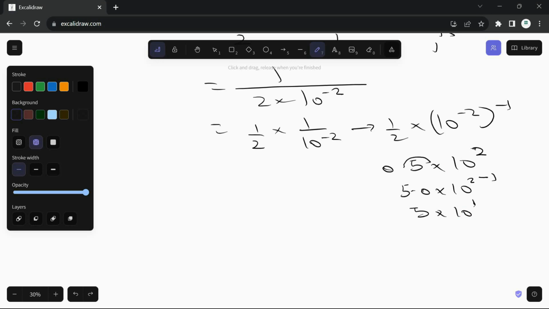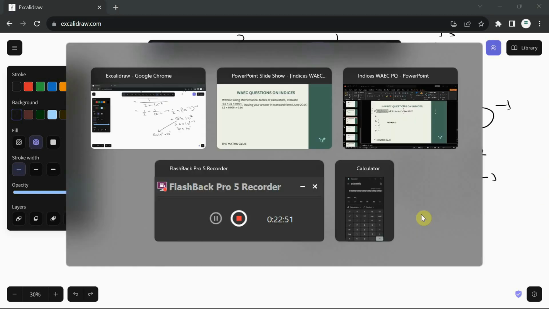Right. So that's it. Alternatively, if I did not want to do it exactly as I've said, this is 5 times 10 raised to the power of minus 1 times 10 raised to the power of 2. Now use the law of indices and say minus 1 plus 2. Any way you want to do it is correct. So our final answer is 5 times 10 raised to the power of 1.